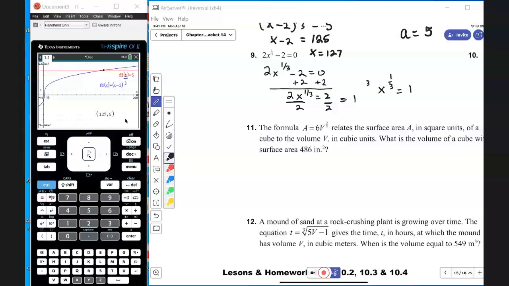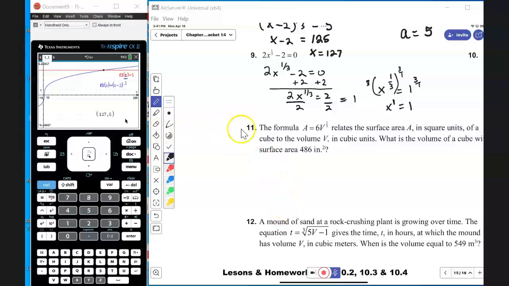So what you're going to do is you're going to go ahead and raise this side to the 3/1 power. You raise this to 3/1. 3 divided by 1 is 3, and 3 times 1 is 3. 1 times 3 is 3, so it's going to be 1. So x is equal to 1.